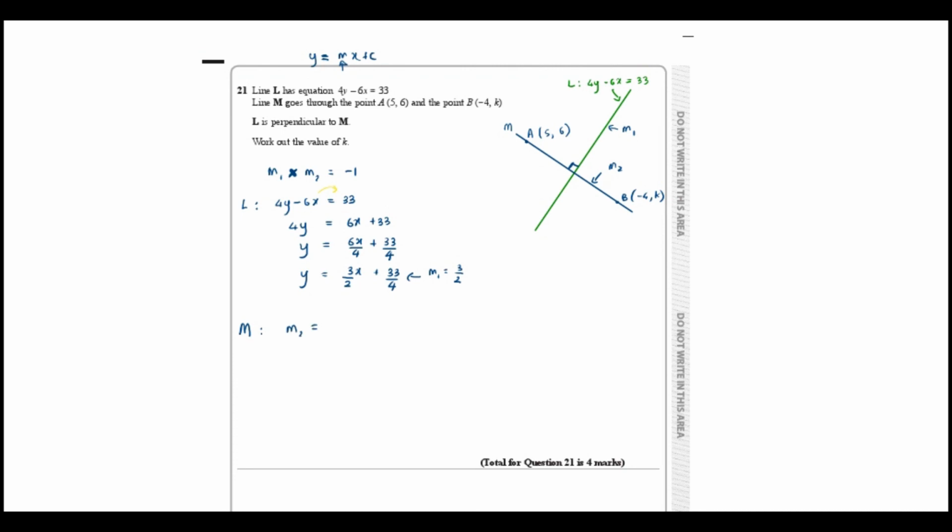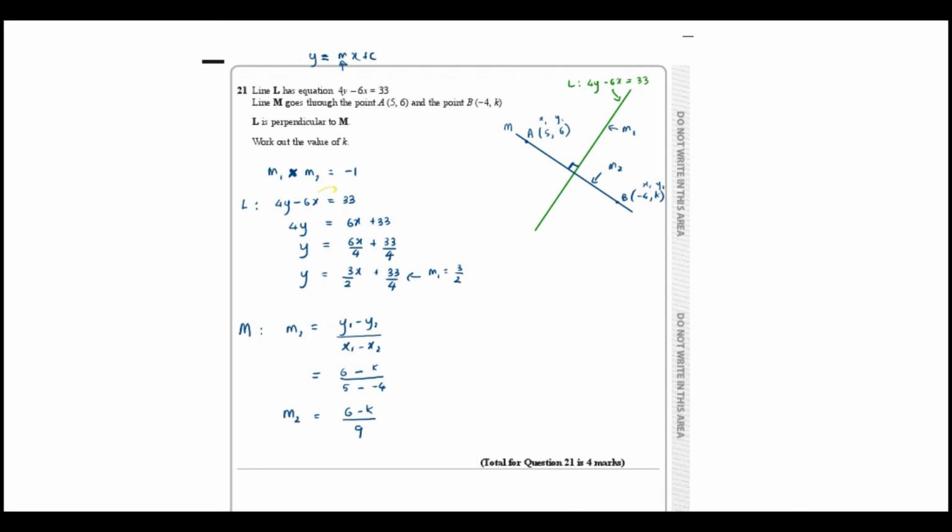How do we get the gradient? y1 minus y2 over x1 minus x2. Let's say this is (x1, y1) and this is (x2, y2). So y1 is 6 minus y2 which is k, over x1 which is 5 minus x2 which is minus 4. So 6 minus k over 5 minus minus 4, which is 5 plus 4, that's 9. So m2 is 6 minus k over 9.